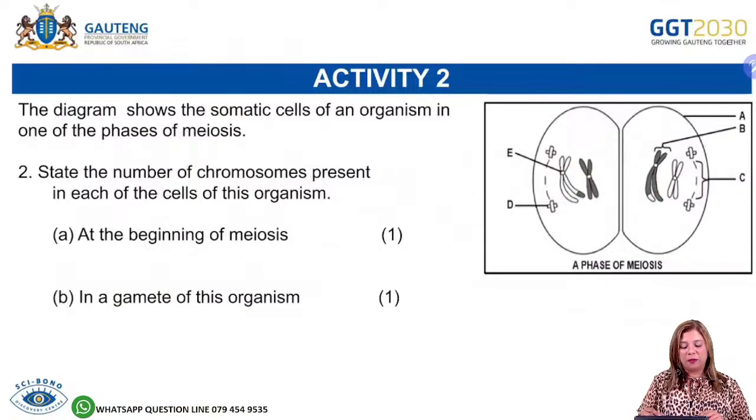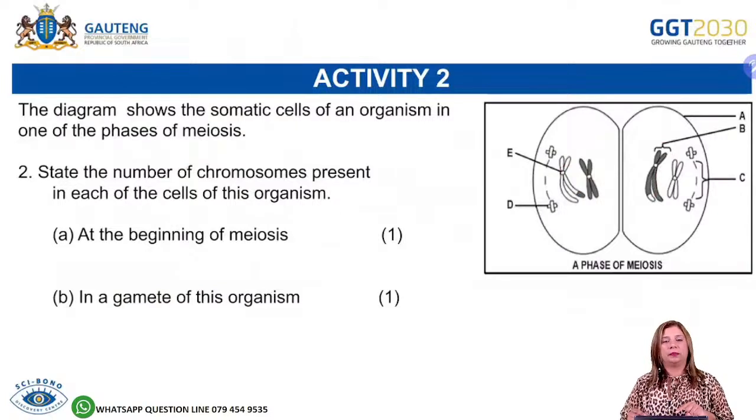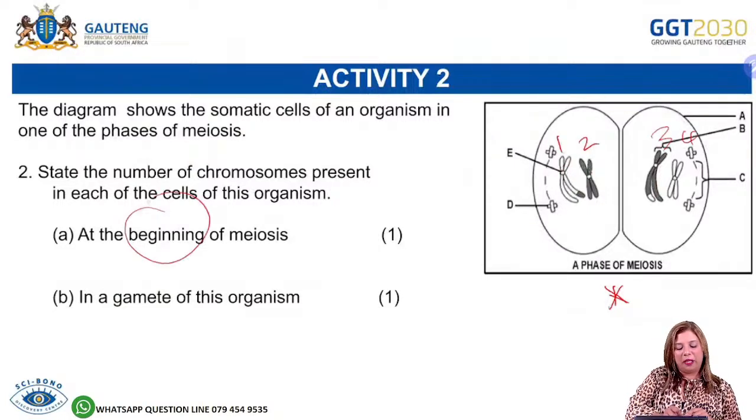State the number of chromosomes present in each of these cells of this organism. Now they're saying this organism. Initially, you will always assume that it's a human. You can't assume. They're talking about this organism here. So you're only going to be talking about this organism at the beginning of meiosis. Because we can see that the homologous pairs have not split yet, they have not separated, we have to count the number of chromosomes here. It's 1, 2, 3, 4 because it's at the beginning.